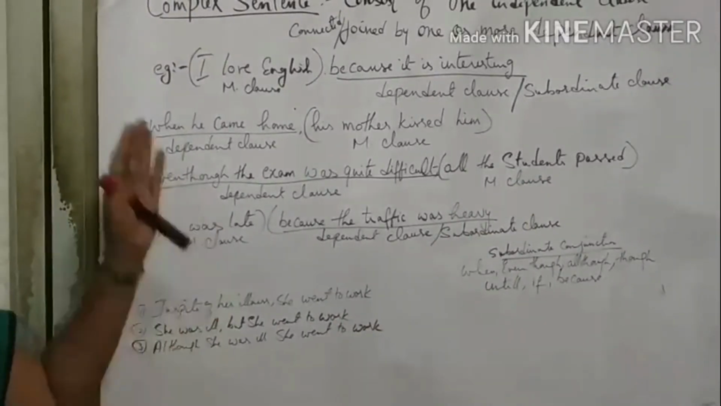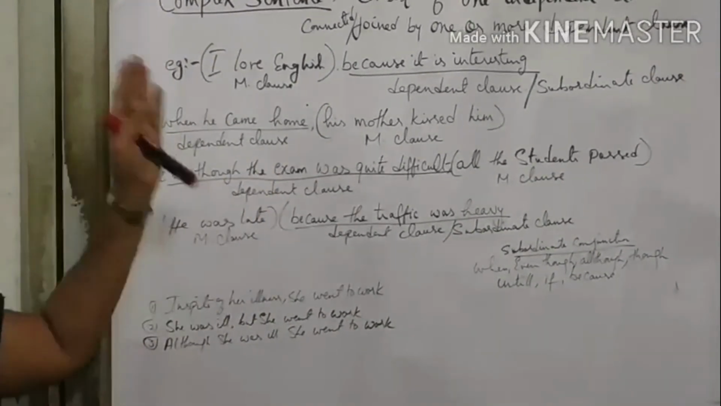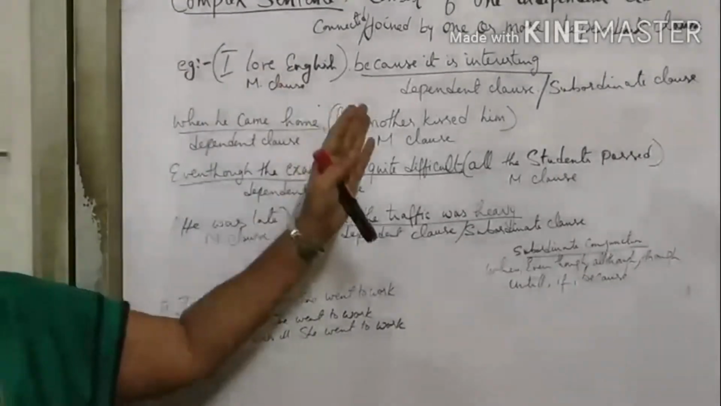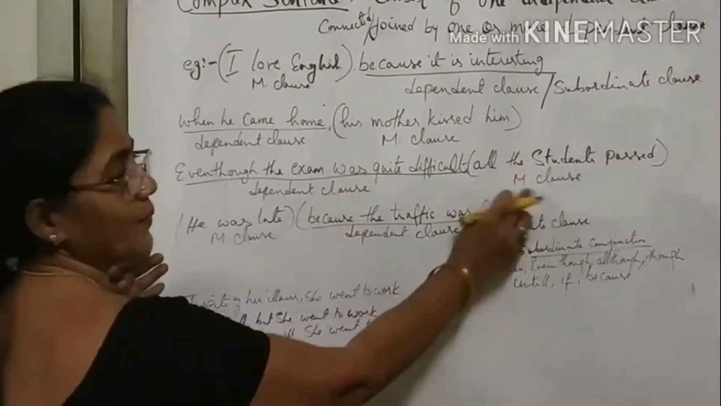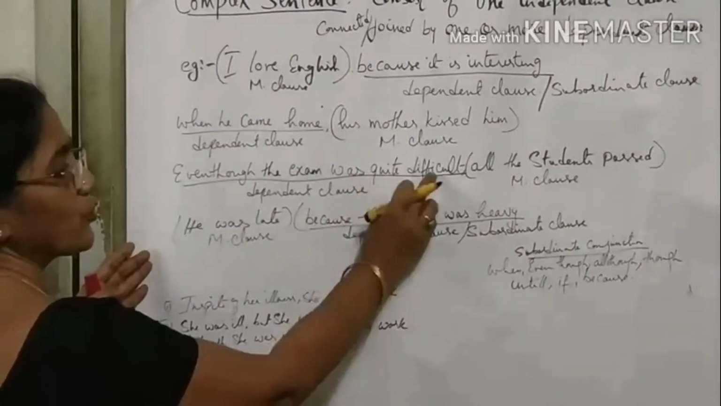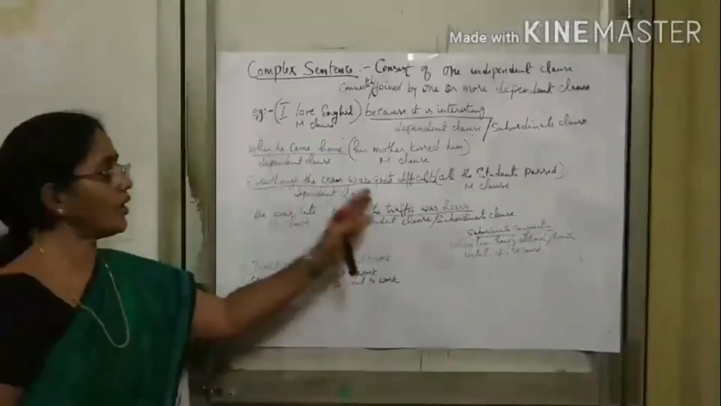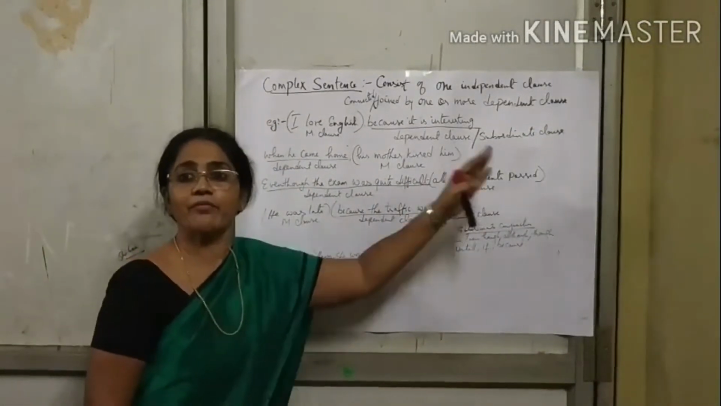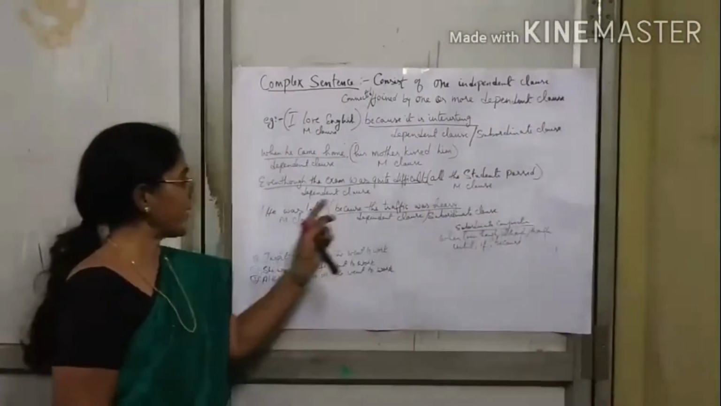So you can always ask a question. For a complex sentence, you can ask a question. All the students passed. Makes sense. Even though the exam was quite difficult, what happened? All the students passed. So it will give you a result. Have you understood? Next example.